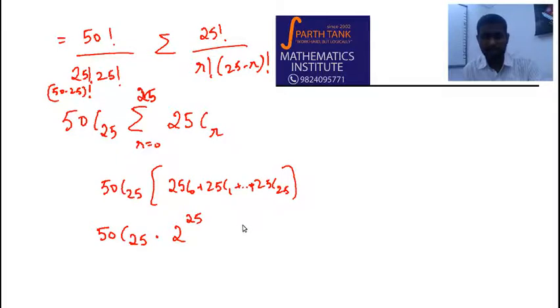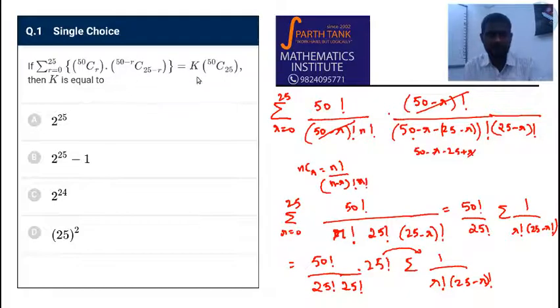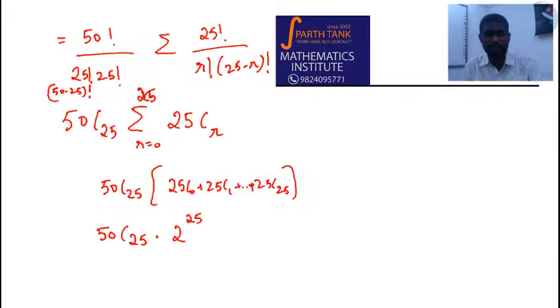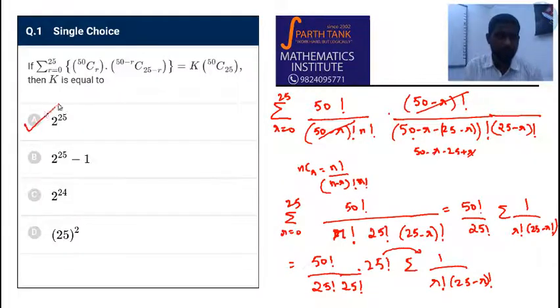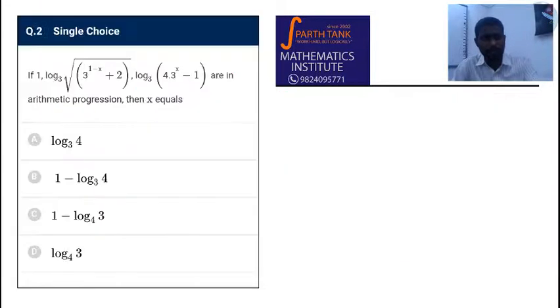Now they have said that this summation is equal to k times 50C25. Therefore k must be 2 raised to 25. K is 2 raised to 25. Option A. Quite direct problem, nothing very complicated about that.